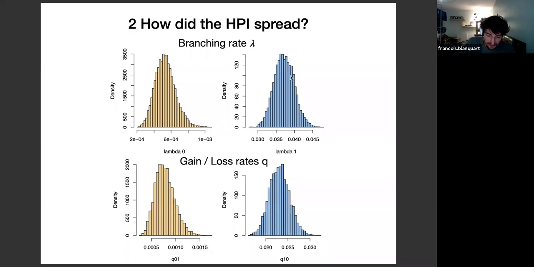When we do that, we find that the branching rate, so the first two histograms are the two branching rates, lambda 0 when there is no HPI, and lambda 1 when there is HPI, and you see it's much larger when there is HPI. The gain of HPI is here, and is smaller than the loss. So you lose HPI at a higher rate than you gain it.